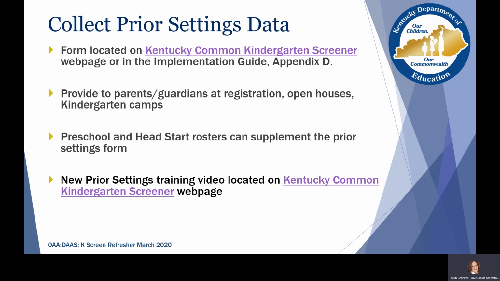Collecting prior settings data, that should be done. You can be doing that now. It's a form located on the web page as well as Appendix D in the implementation guide. You can provide that to parents or guardians at registration, at open houses, at kindergarten camps. You can also use preschool and Head Start rosters that can supplement those prior settings forms. And keep in mind that because of COVID-19, all of your daycares and childcare providers, your preschools, your Head Starts, they all were forced to close. Therefore, you will most likely see multiple prior settings this year. So you will have more than one most likely.